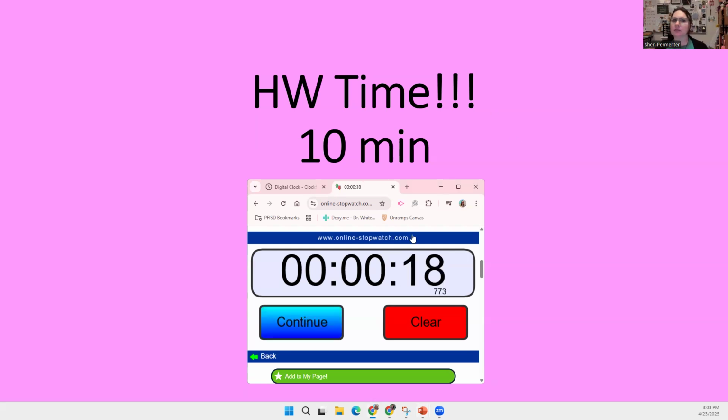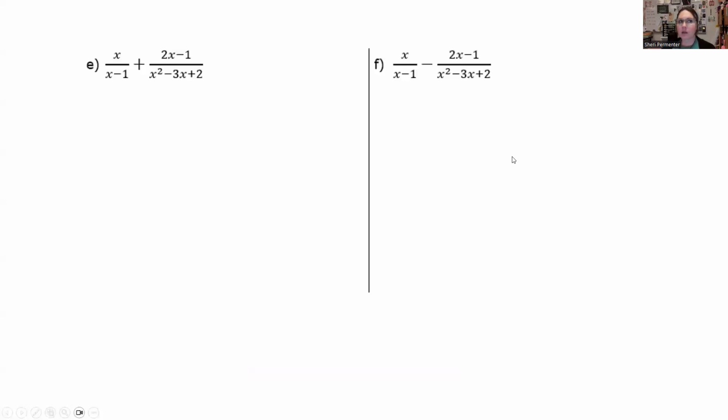Because as I look out, there's really nobody working on their homework, so we're going to continue. Next problem. I have to first factor and rewrite. So this is not factored, so I have to rewrite everything and factor that denominator.